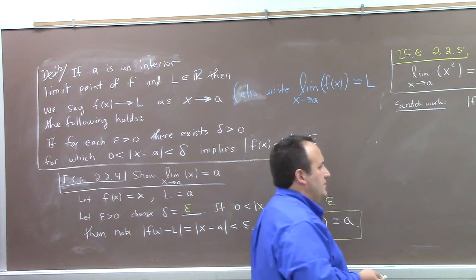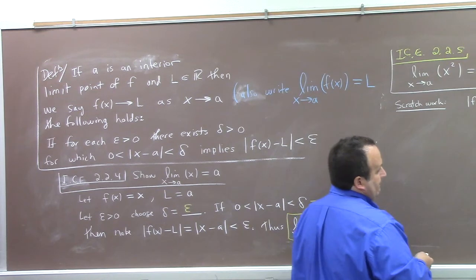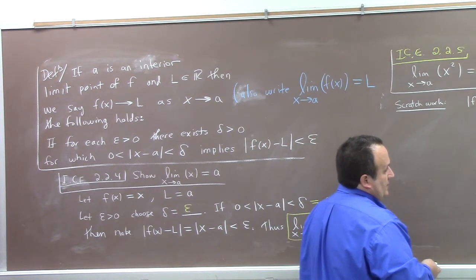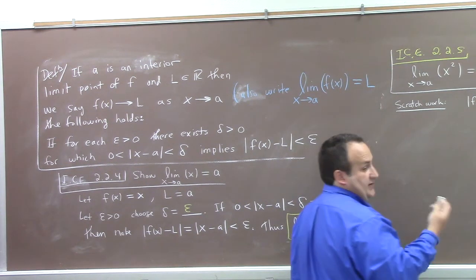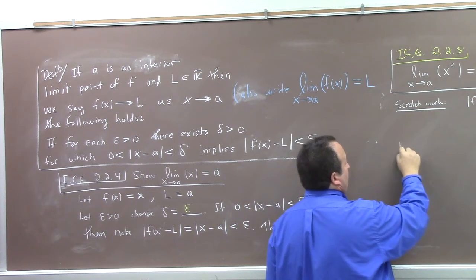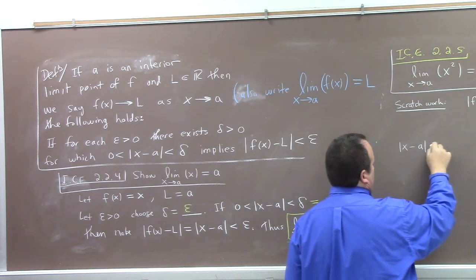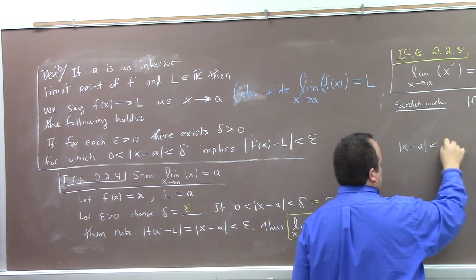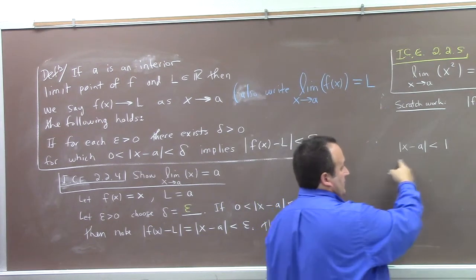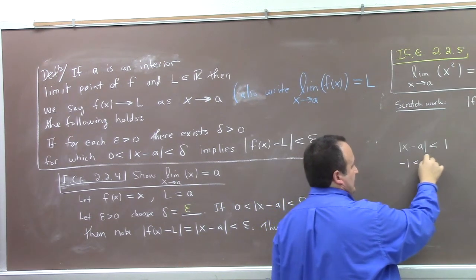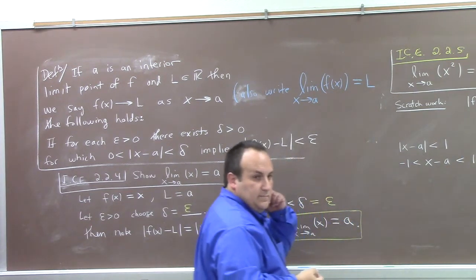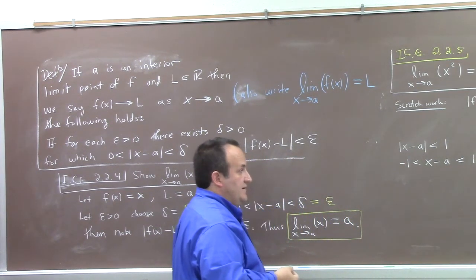Now we do know that the... so let me show you a trick. For this one, if we have absolute value of x minus a, right? If we knew that that was less than 1, what would that tell us? This would tell us minus 1 less than x minus a less than 1, right? Which would then tell us what?